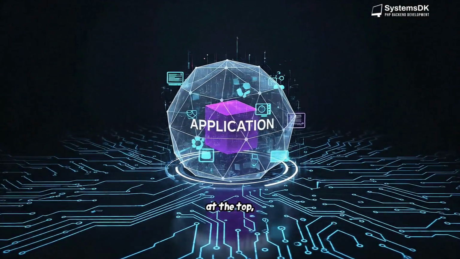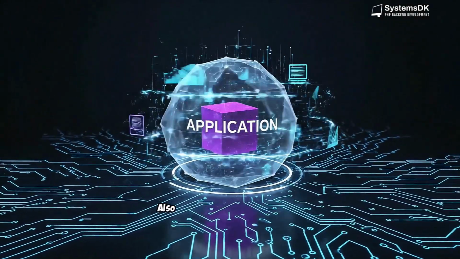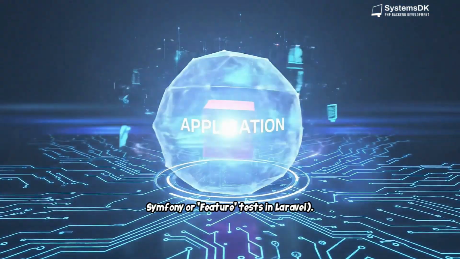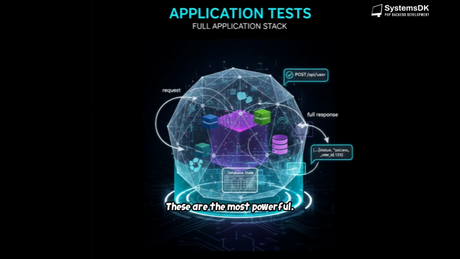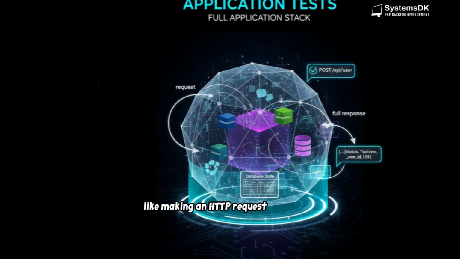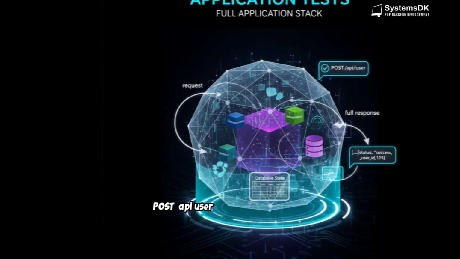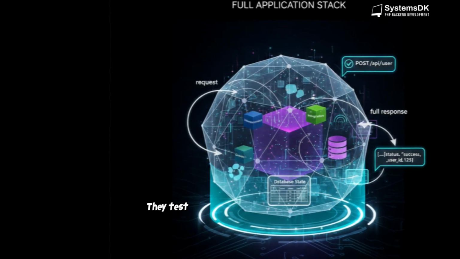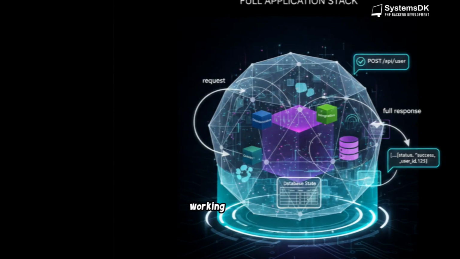Finally, at the top are application tests, also known as functional tests in Symfony or feature tests in Laravel. These are the most powerful. They simulate a real user action, like making an HTTP request to your API, POST /api/user, and checking the full response and database state. They test the entire application stack working together.